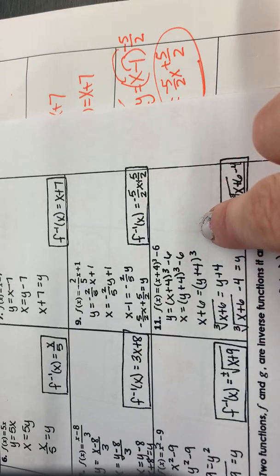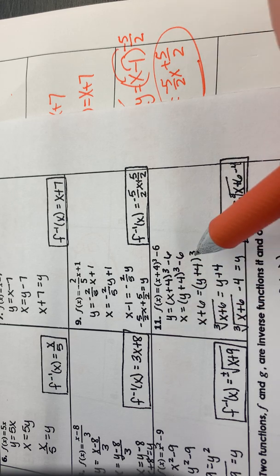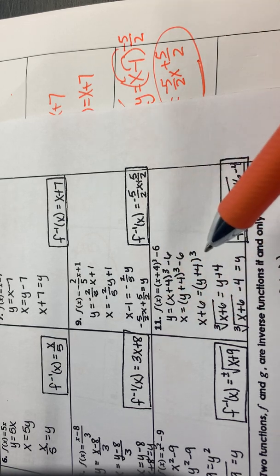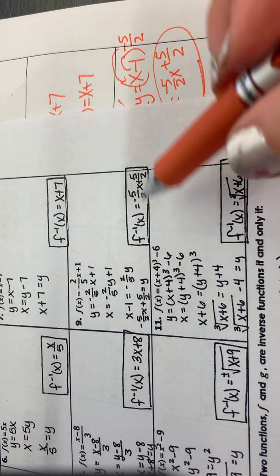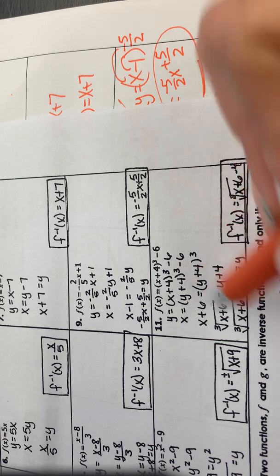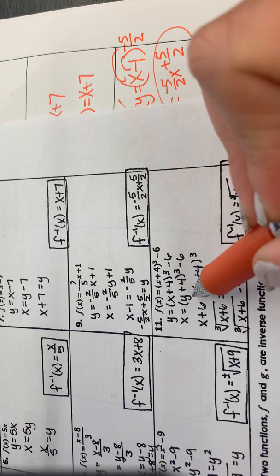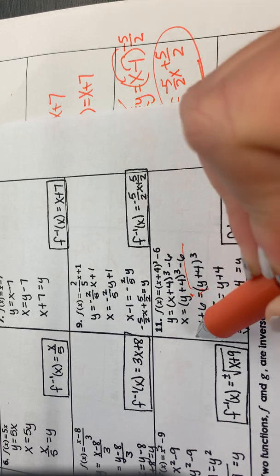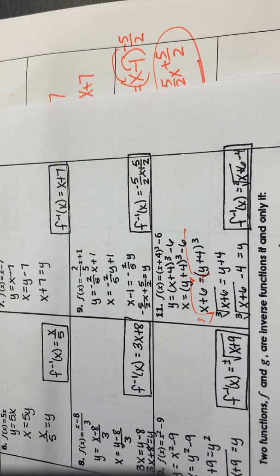Number 11, rewrote that as y, switched that out. This goes back to solving the radicals that we just did. So go back and look at those notes. Add 6, cube both sides. Or take the cube root. So right here, take the cube root. And then subtract that 4 to get the y by itself.